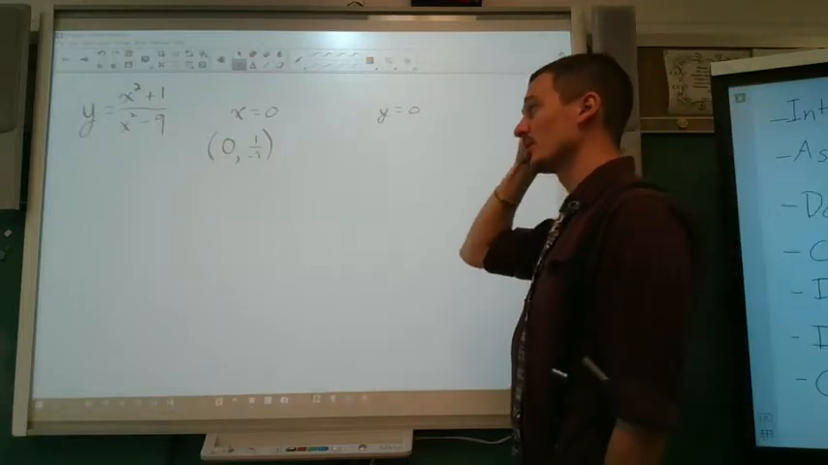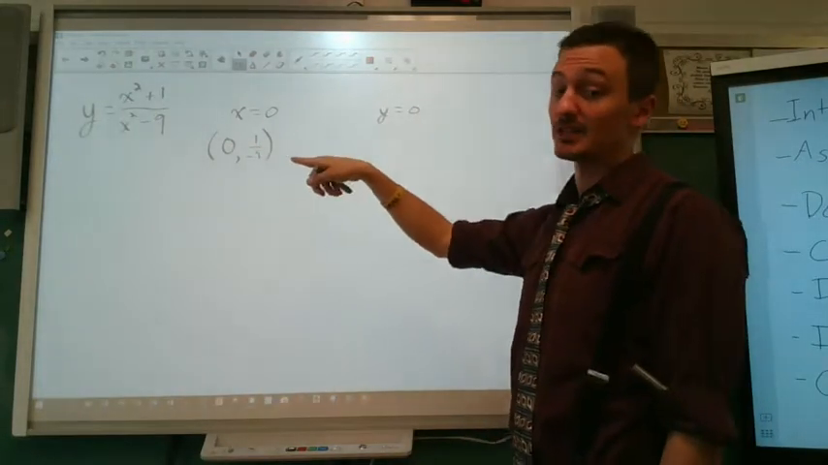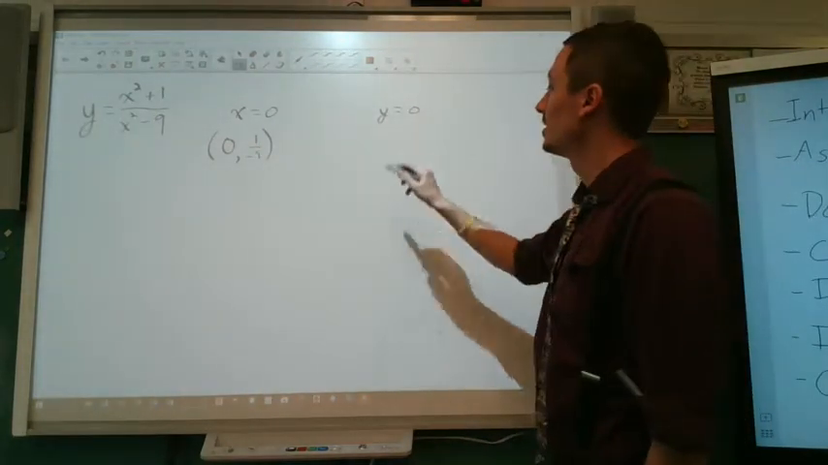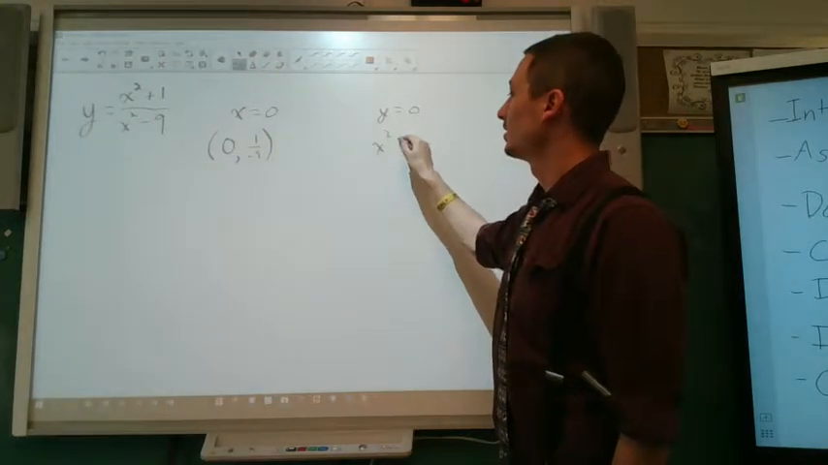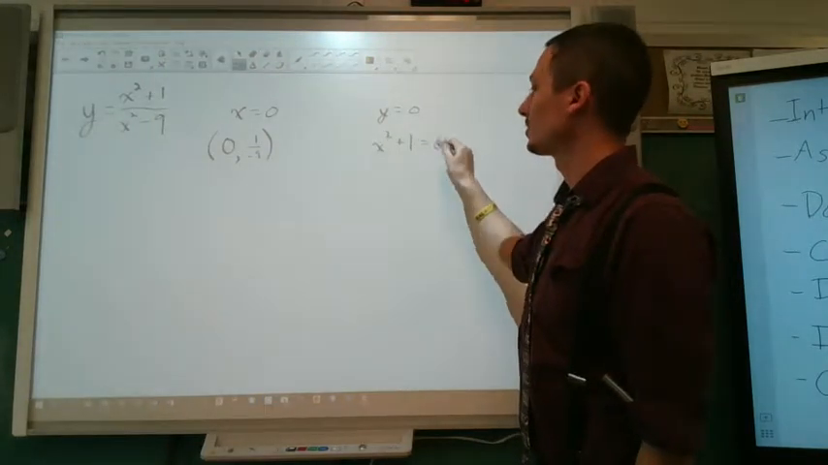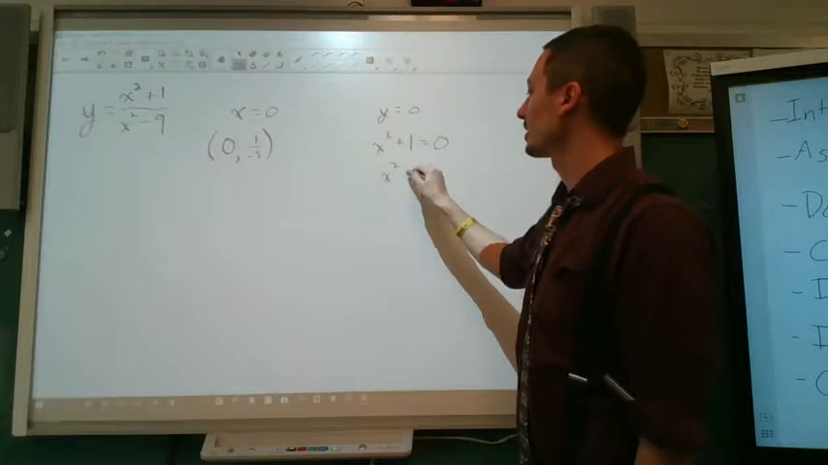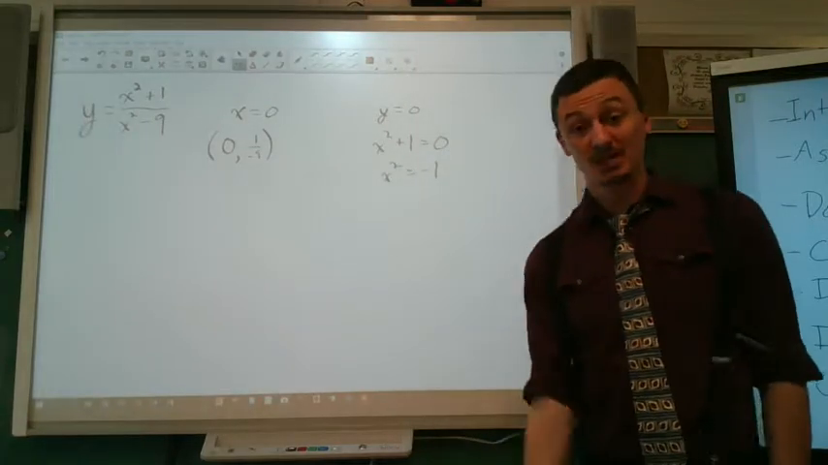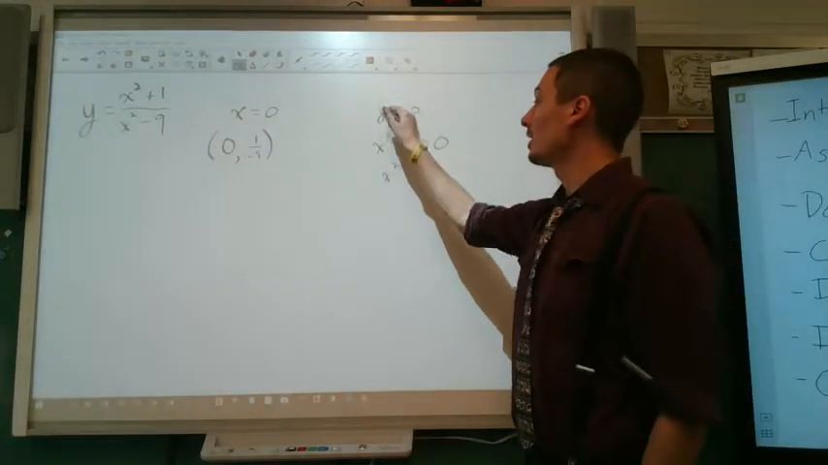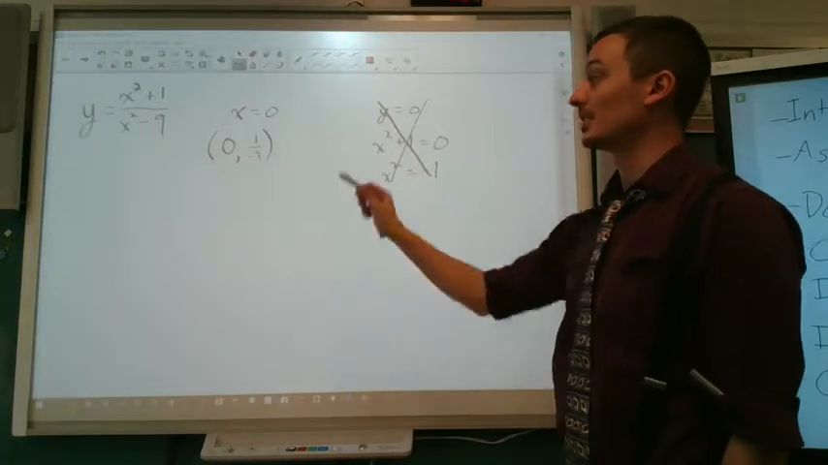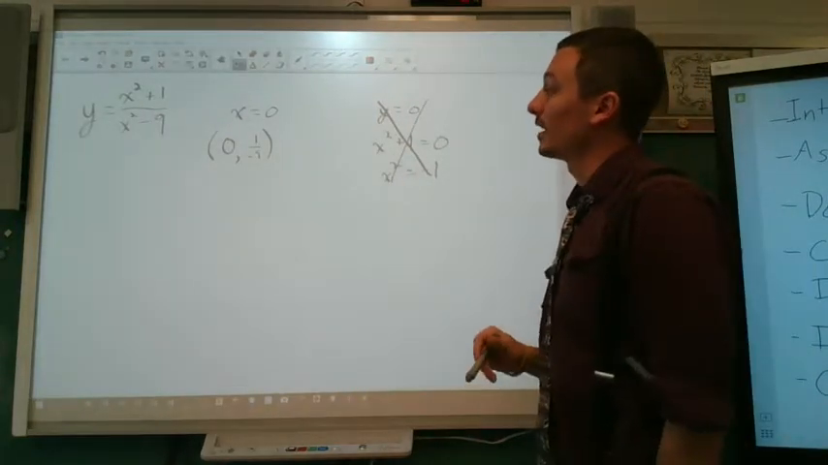Because if y equals 0, the denominator is not 0, and the numerator would have to be 0. So x squared plus 1 would have to equal 0, but that's not going to happen because x squared would have to be negative 1, which is impossible. So there is no x-intercept, but there is a y-intercept, and we're going to use that.